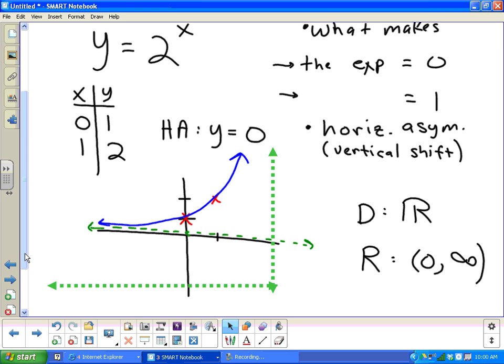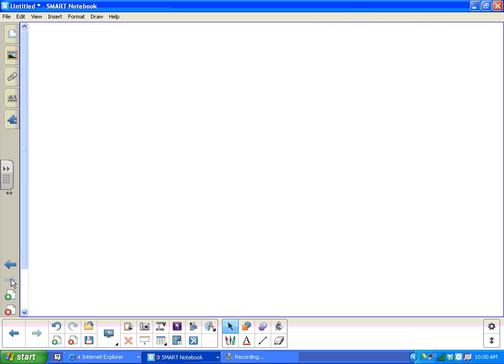All right, let me do another example with you, and then y'all can give me some input if you think we need to do a third. This one, let's put in function notation. We've got f of x equals 2 to the x plus 1, minus 1. Now let's go through it. What are the three things I need to know to graph it? What makes the exponent 0, what makes the exponent 1, and the horizontal asymptote. Those three things.